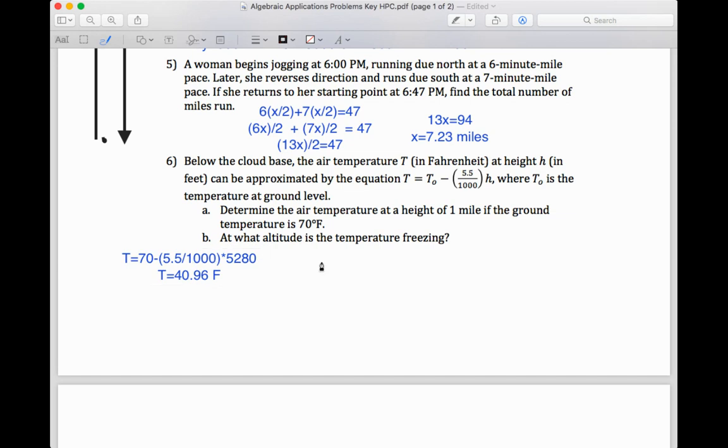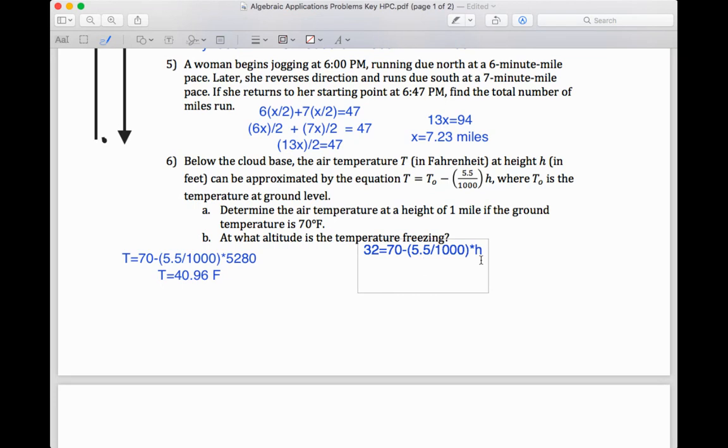We're going to use the same process for part B, except we're going to go the other direction. So in part B, still using a ground temperature of 70, it wants us to find the altitude or the height where the temperature is equal to freezing. So I have to know, okay, what temperature in Fahrenheit is freezing? Well, I know that's 32. I know the ground temperature is still 70, and this is unchanging. So now I'm just going to solve for H. I'm going to show you the process that I would use for this.